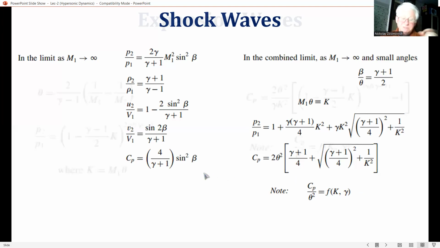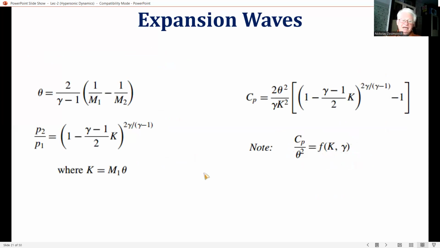Now, expansion waves. In the case of a high but finite Mach number, we have this expression for theta: 2 over gamma minus 1, times the second component, 1 over M1 minus 1 over M2. Here theta is the deflection angle, and M1 and M2 are the Mach numbers upstream and downstream of the expansion wave.